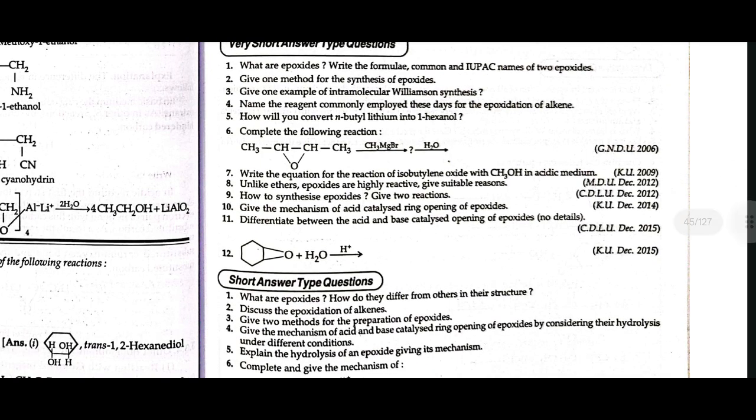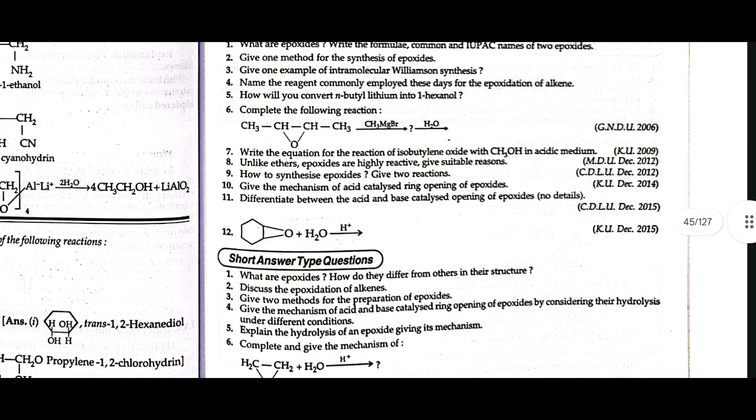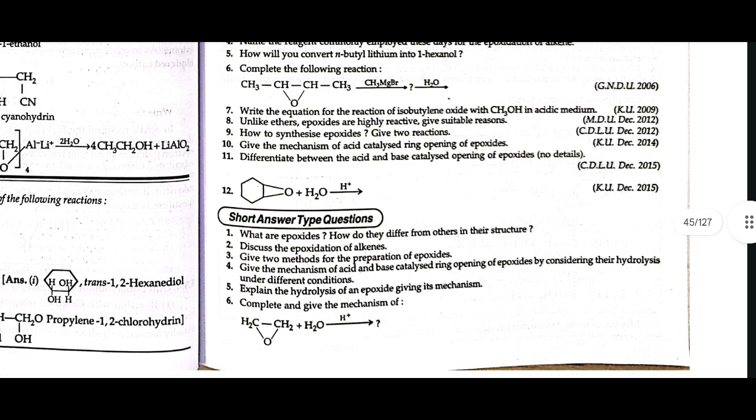Sixth. Write an equation for the reaction of isobutylene oxide with CH3OH in acidic medium. Seventh. Unlike ethers, epoxides are highly reactive. Give suitable reasons. Eighth. How to synthesize epoxides? Give 2 reactions. Ninth. Give the mechanism of acid-catalyzed ring opening of epoxides. 10th. Differentiate between the acid- and the base-catalyzed opening of epoxides.